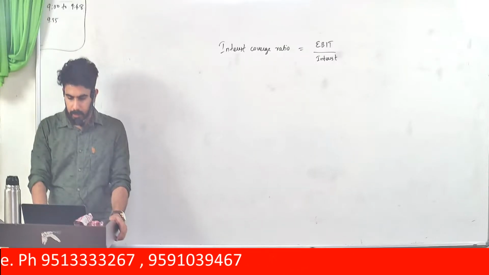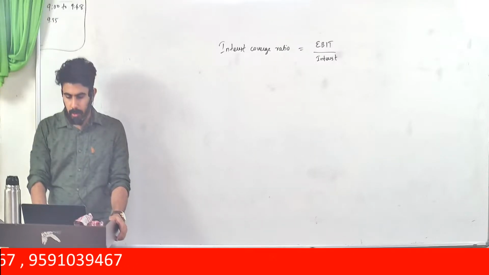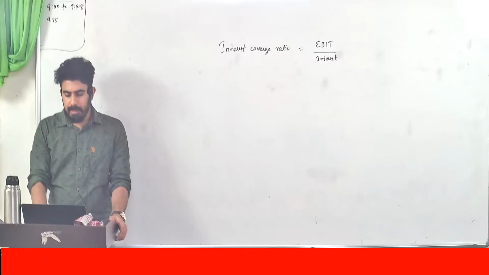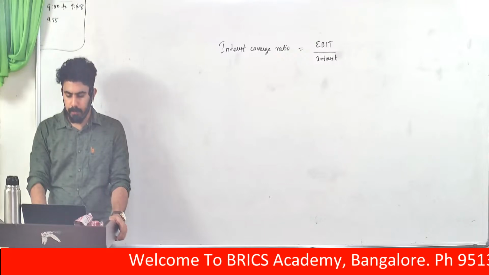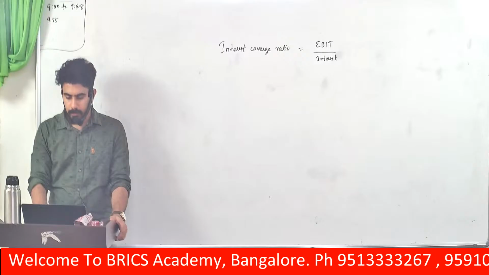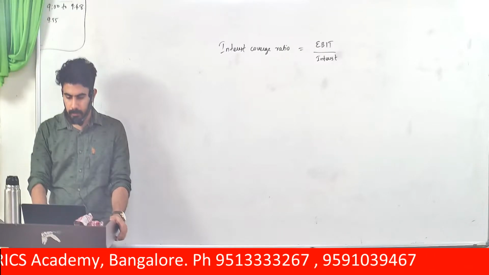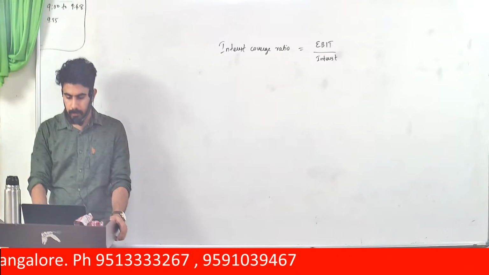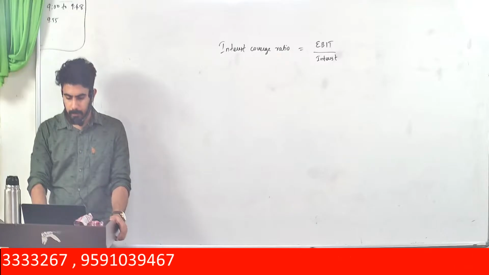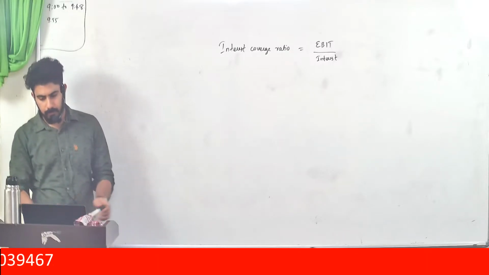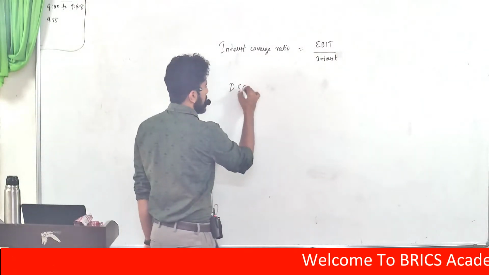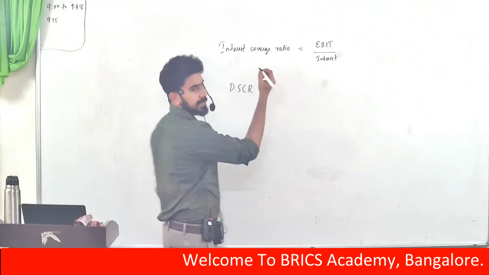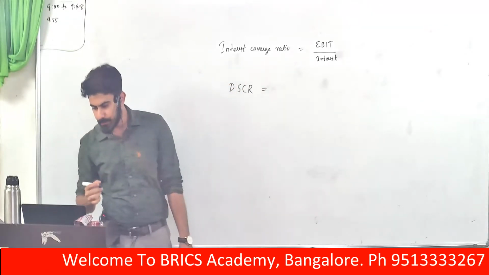Then you can write below the next ratio. It is called debt service coverage ratio. Guys, debt service coverage ratio, we call it DSCR.